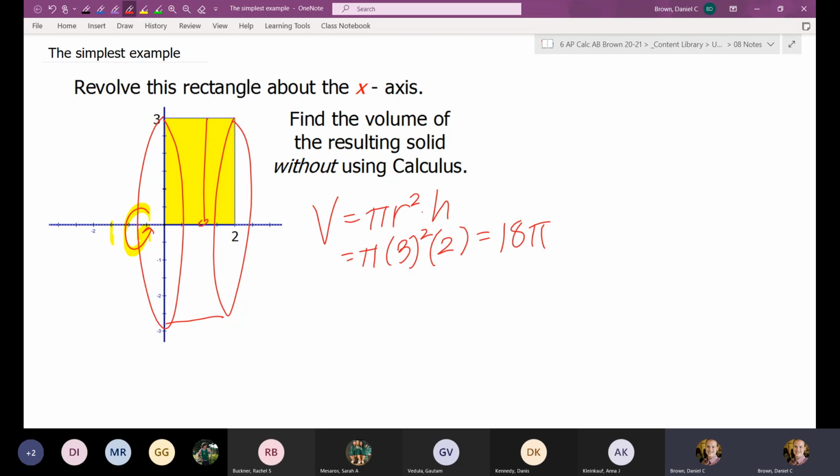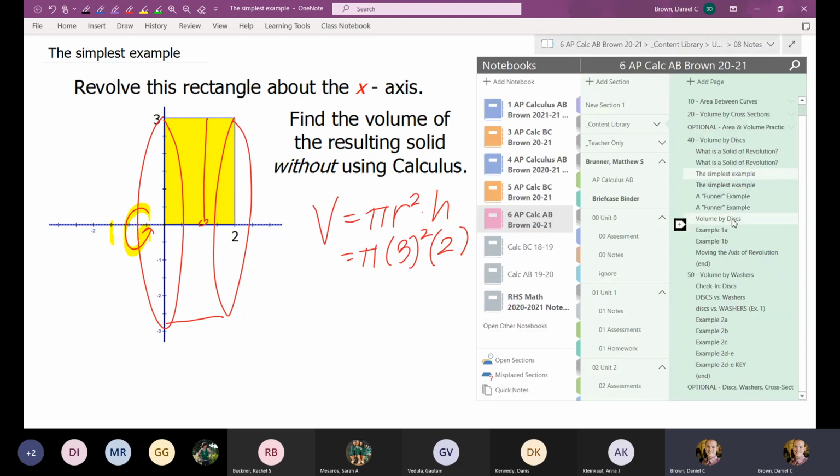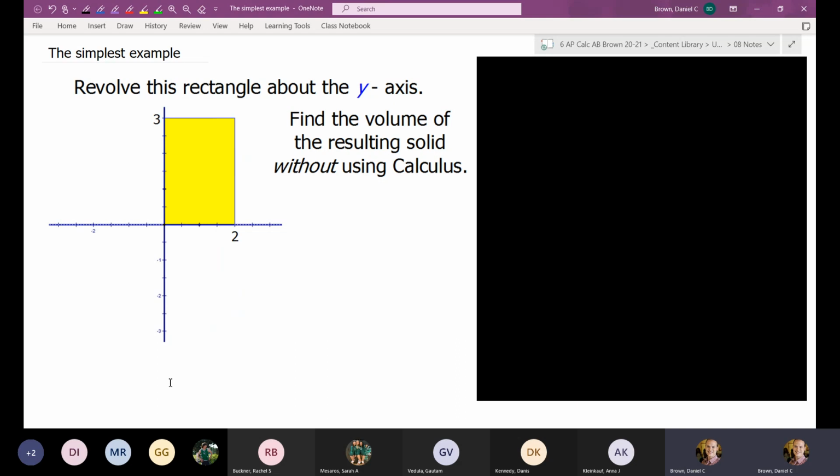Also, just like a cylinder, which has a base of pi r squared, all of these three-dimensional figures will still also have a base of pi r squared. And we can even rotate it about the y-axis. So, another non-calculus example.